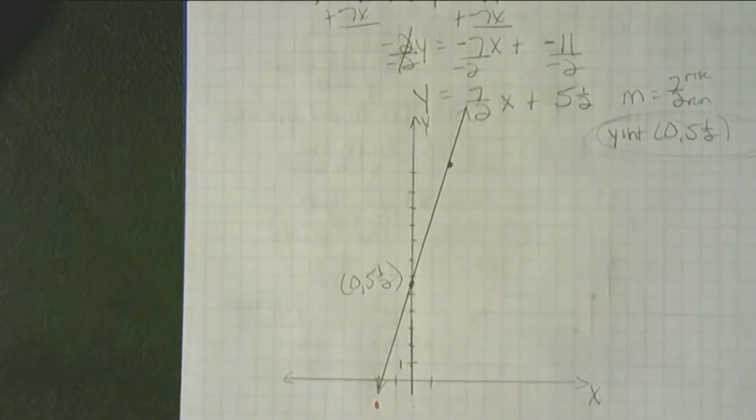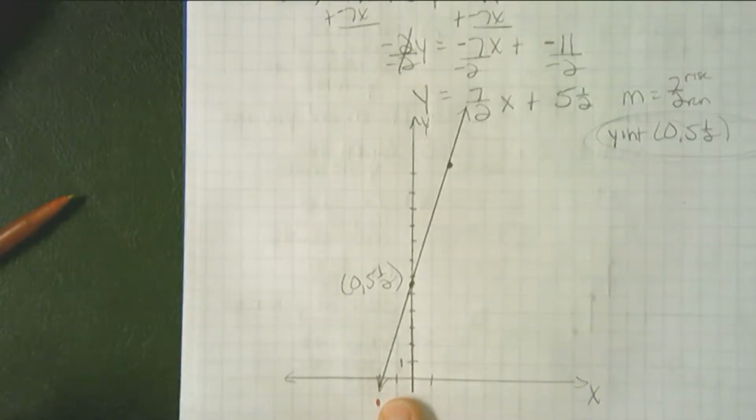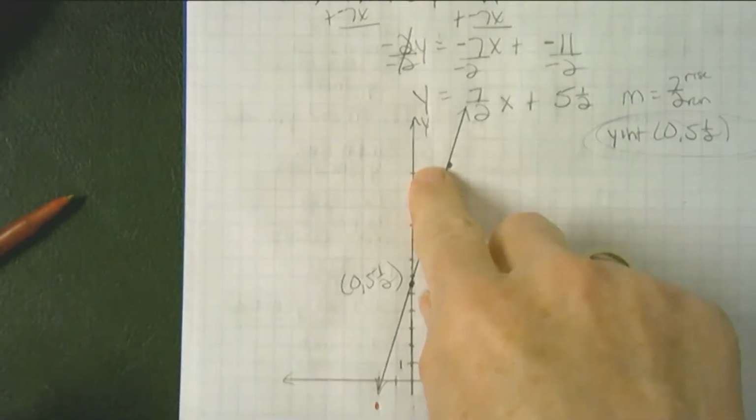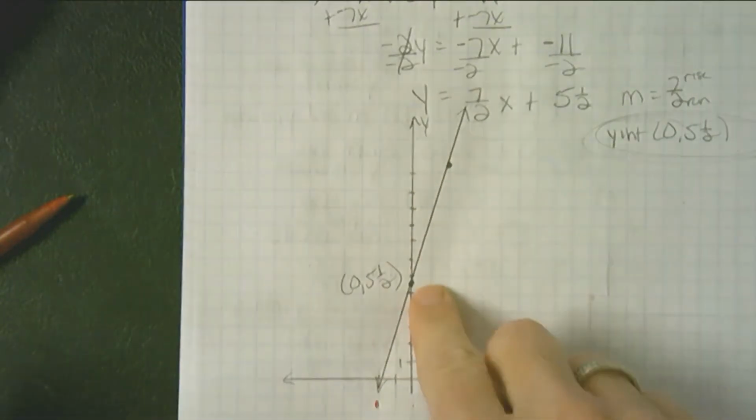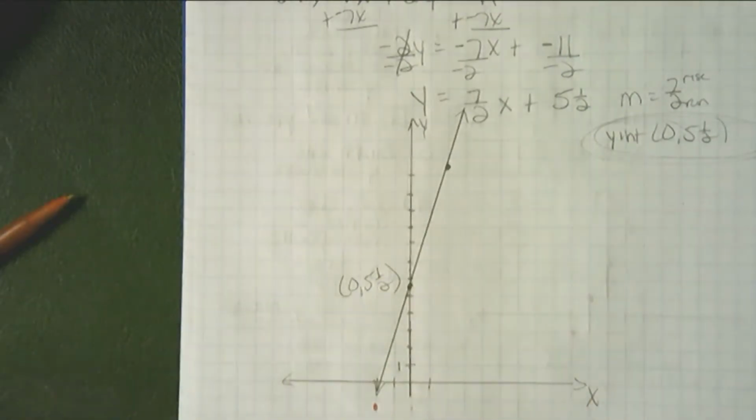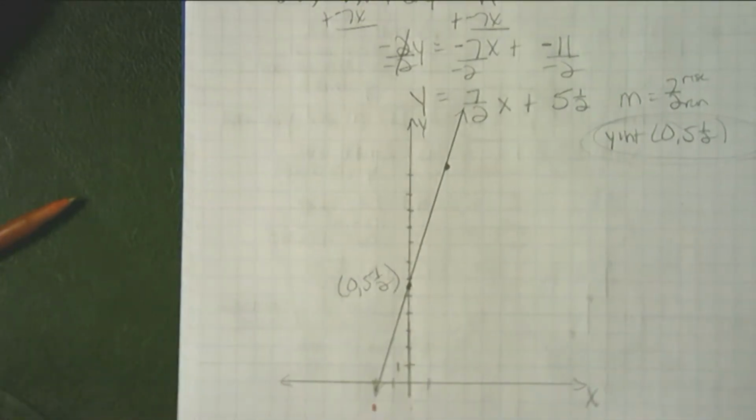Absolutely you could do that. And quite honestly, there's our third point. I did one using a positive 7 and a positive 2, and one using a -7 and a -2. So you could also do that to get the third point. Okay, it's a great question. What else can I do for you guys?